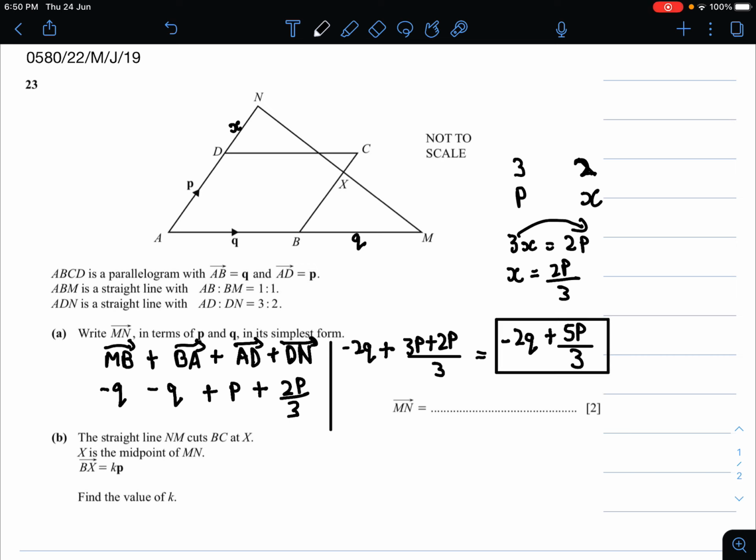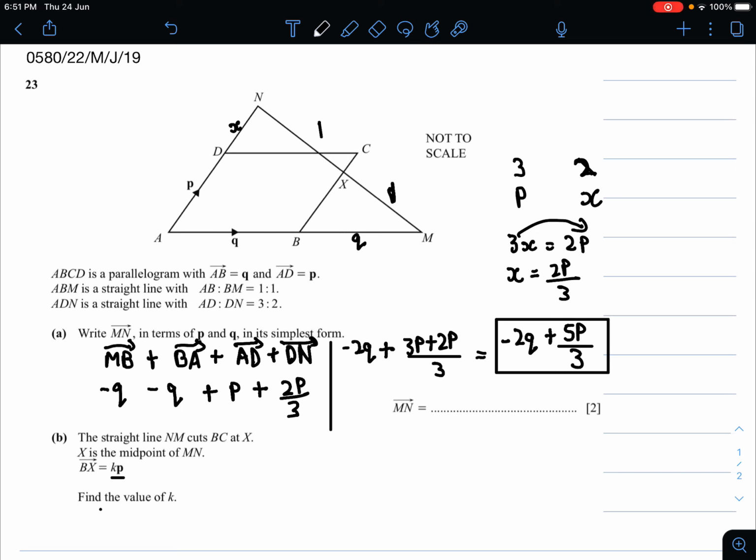Now let's move on to part B. The straight line NM cuts BC at X. X is the midpoint of NM, so we know that NX and XM are in the ratio 1 is to 1. So what they are telling us is that we have to find the vector BX, and we have to find the value of k in this kp. So let's go ahead and first find the vector BX.